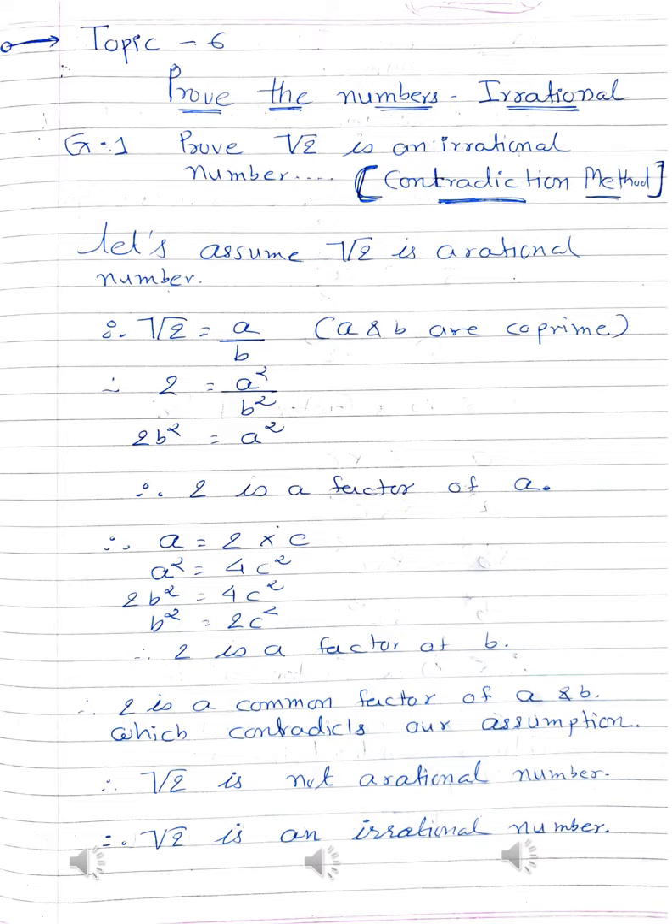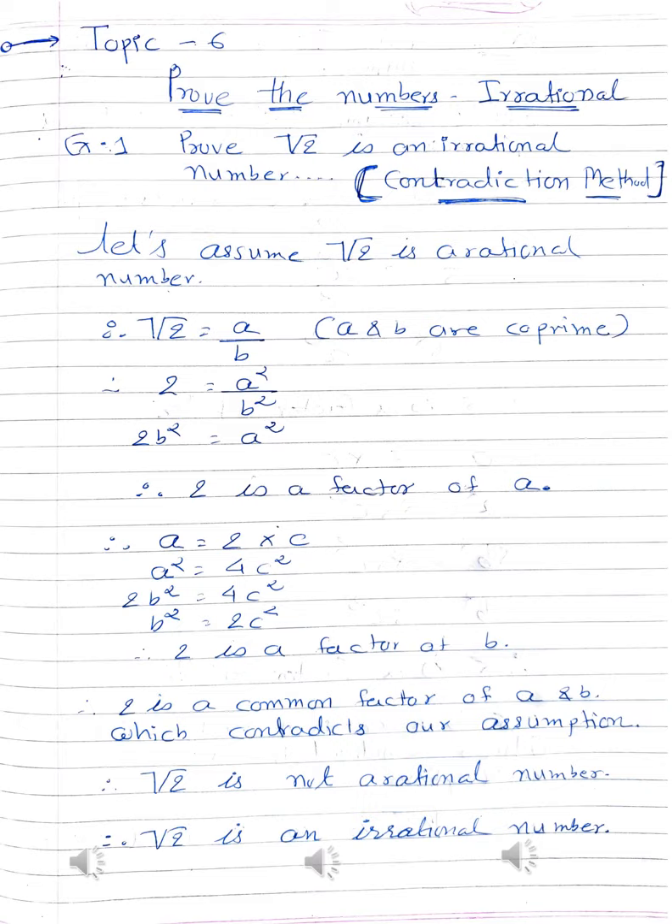Hello students. After learning topic number 5 about rational and irrational numbers, now it is time to learn topic number 6, in which we need to learn how to prove the given number is an irrational number.